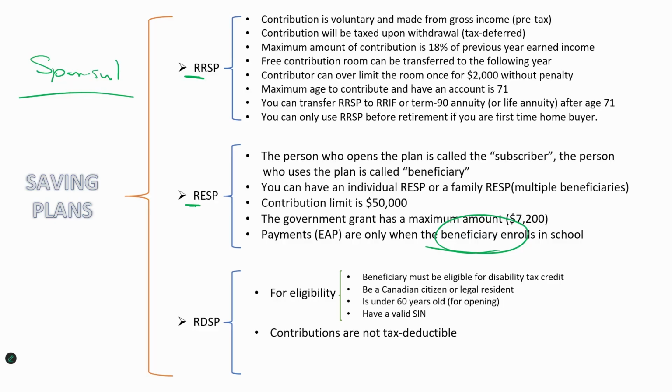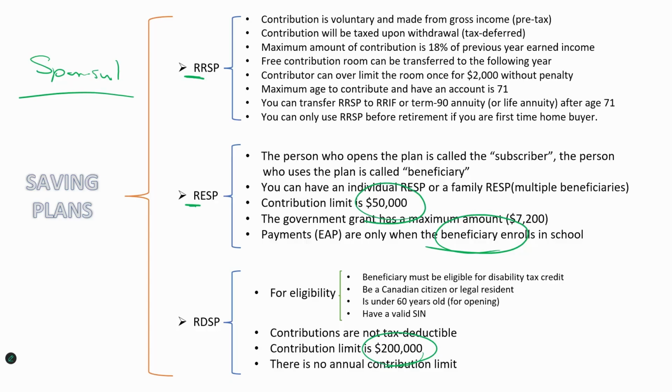Contributions are not tax deductible, and the contribution limit is $200,000. There is no annual contribution limit. In an RESP, you can't put the whole $50,000 at once, okay? But in an RDSP, you can put this $200,000 all at once. And then the government usually pays up to 300% of your deposit, maximum $70,000 as a grant. When they're taking out the money, again, it's going to be taxable income, okay? So that is what an RDSP is.